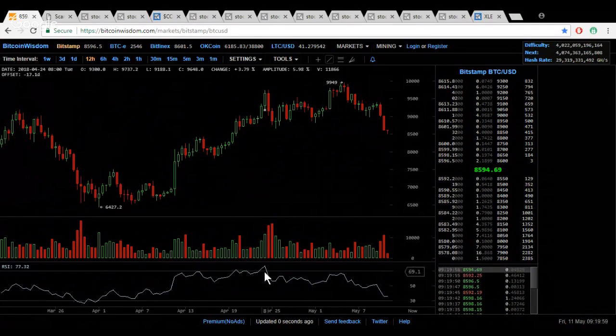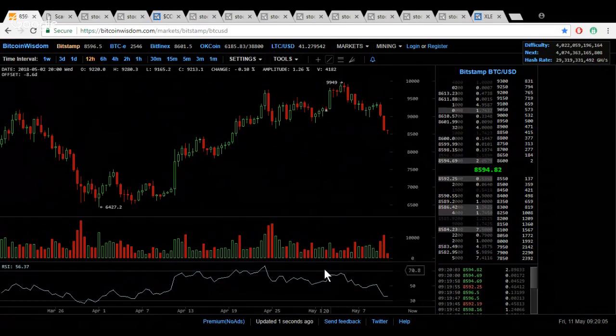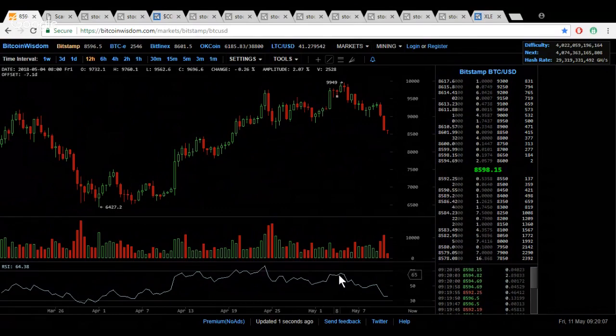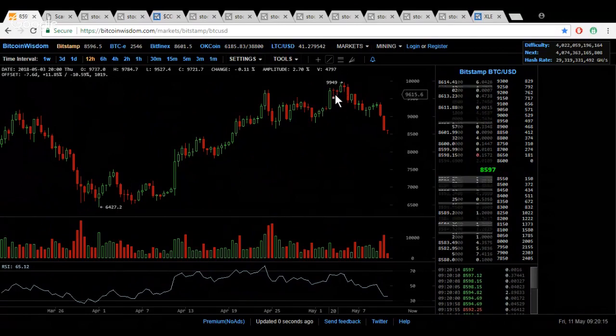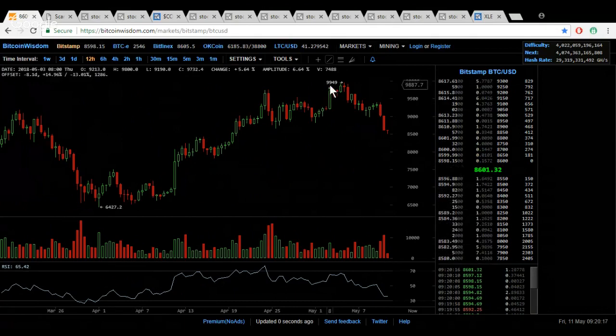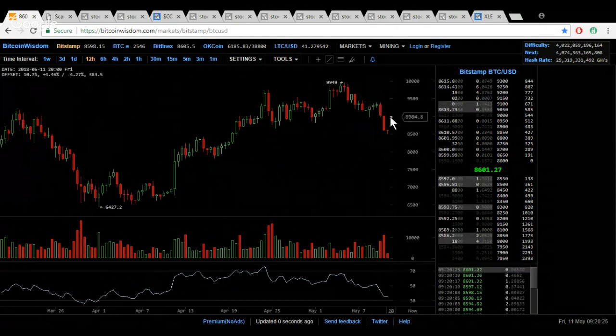Exactly. We became overbought back here. We went to a lower high, so we had a non-confirmation of this high, which was another reason that I thought that 10,000 was the terminal point of this entire move. And now we have dropped all the way back down below 50 and are coming very close to being oversold already.